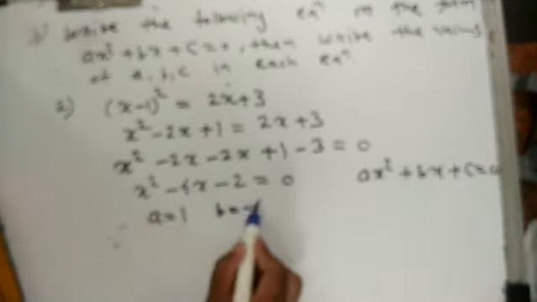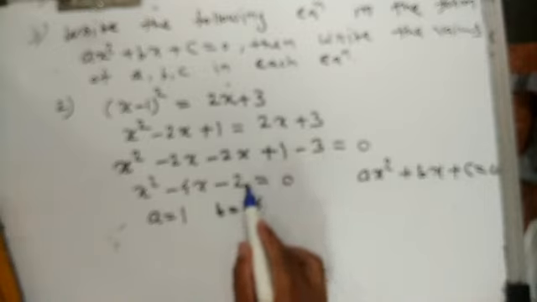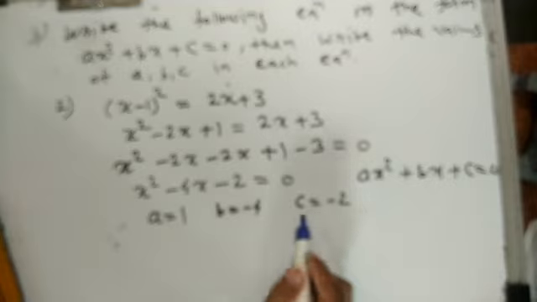Compare with the standard form. Which standard form? ax square plus bx plus c is equal to 0. This is the standard form. When we compare this with the standard form, we get the coefficient of x square as 1, therefore the value of a is 1. Coefficient of x is minus 4, therefore the value of b is minus 4. And the constant term is minus 2, therefore c is equal to minus 2. Here the value of a is 1, the value of b is minus 4, the value of c is minus 2.